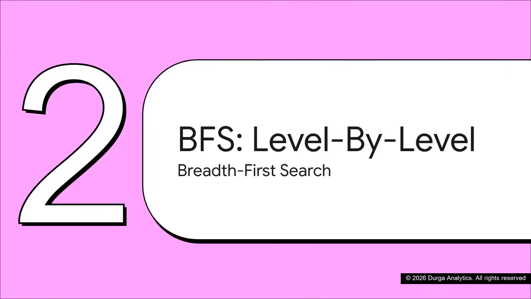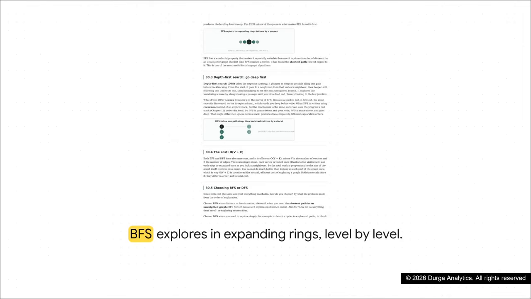Moving on to Section 2, BFS, or level-by-level search. With our safety mechanism firmly in place, let's look at our first major traversal tool. This perfectly illustrates how breadth-first search, or BFS, explores in expanding rings.